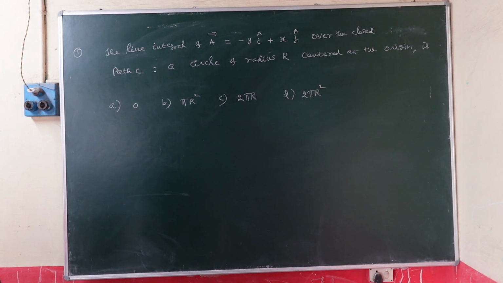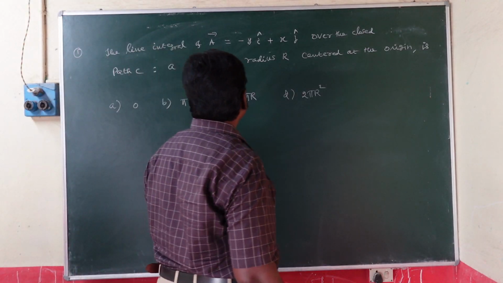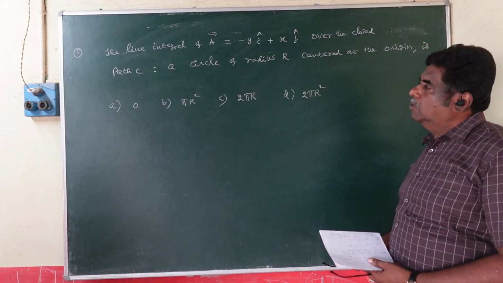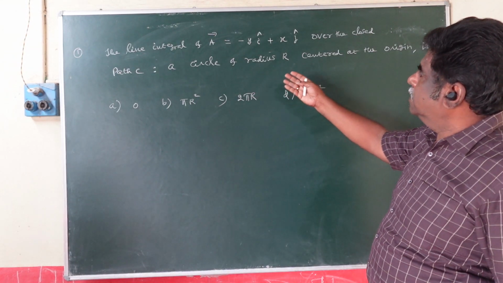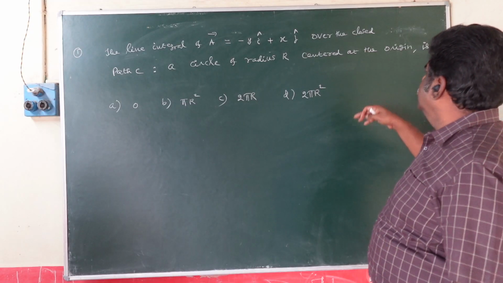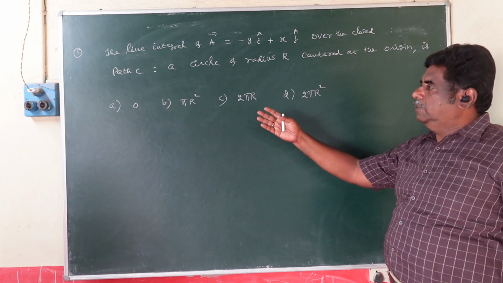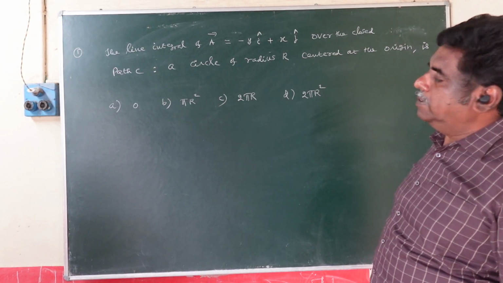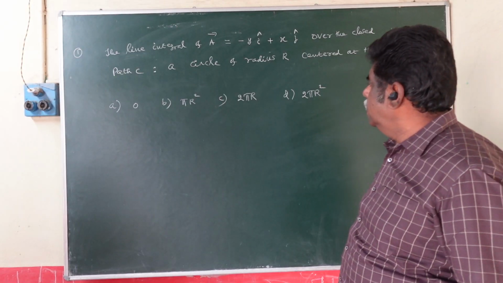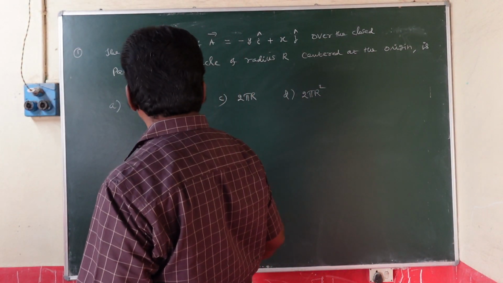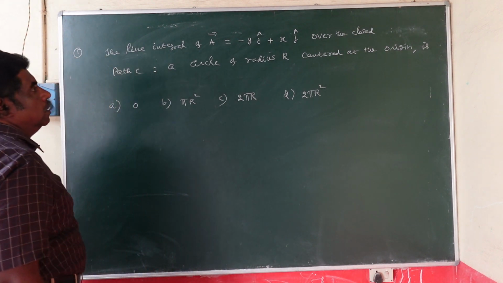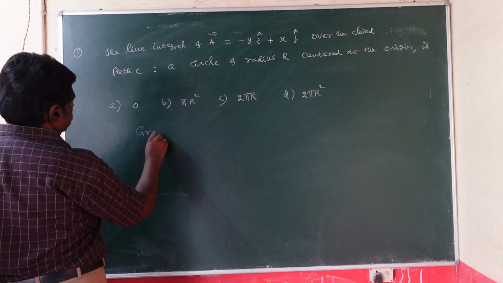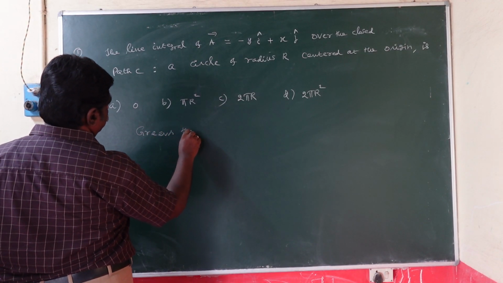See this problem. The line integral of vector A equal to minus yi plus xj over the closed path C. That path is a circle of radius r centered at the origin is option A 0, option B pi r square, option C 2 pi r, and option D is 2 pi r square. To solve this problem, we have to use the Green's theorem for the closed path.